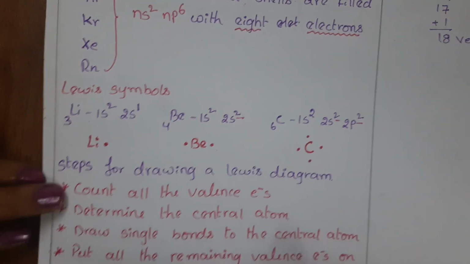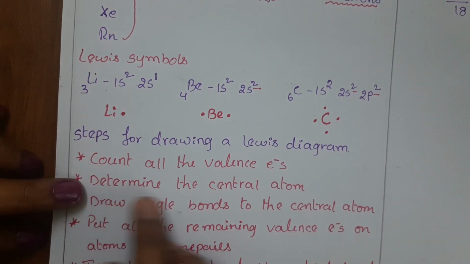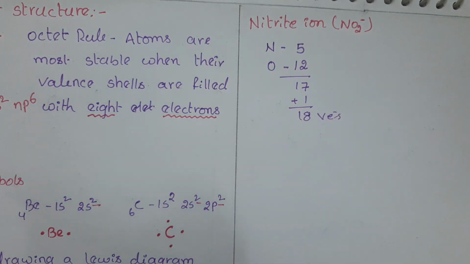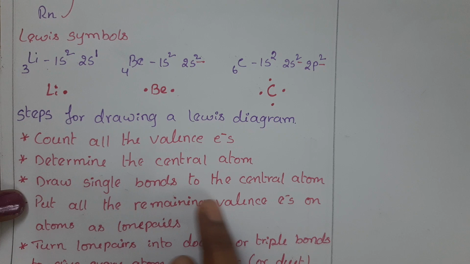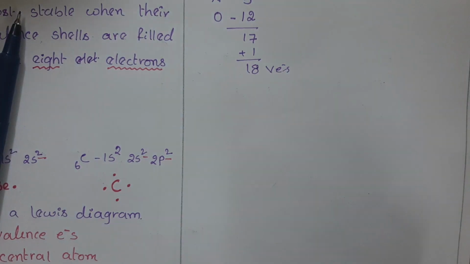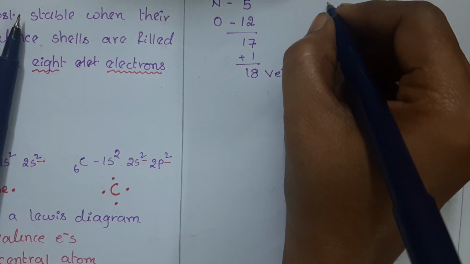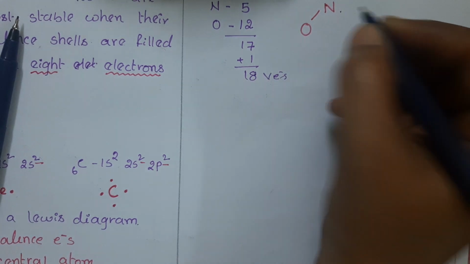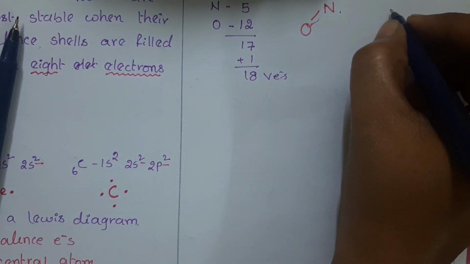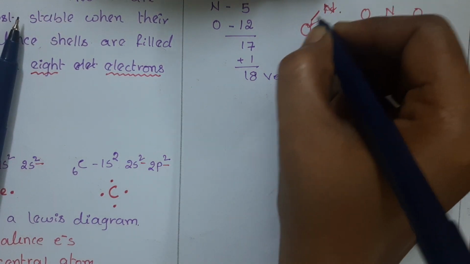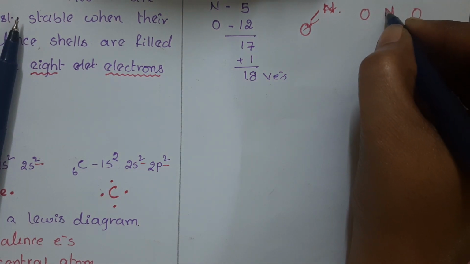Next, what is the second step? Counting of valence electrons is finished. Next one is determine the central atom. In the nitrite ion, the central atom is nitrogen. Next, what is the third step? Draw single bonds to the central atom. The central atom is nitrogen, and nitrogen has 2 oxygen atoms around it. We can draw like this.